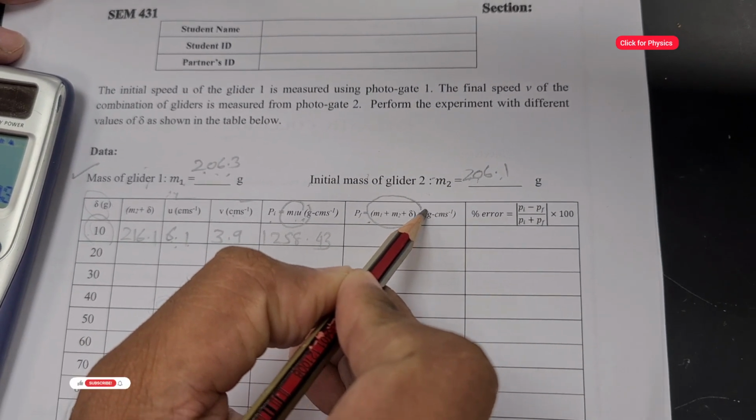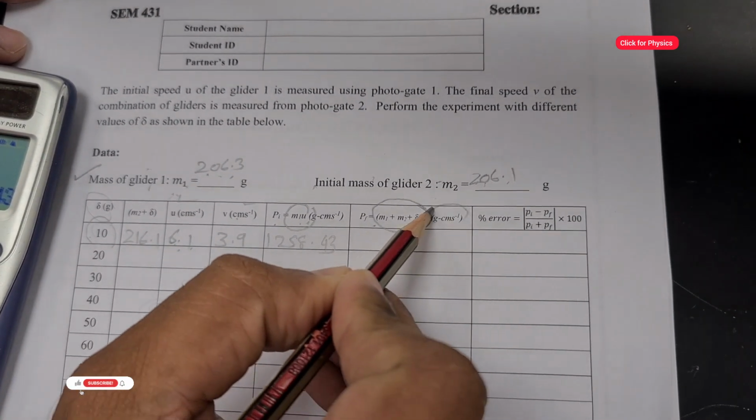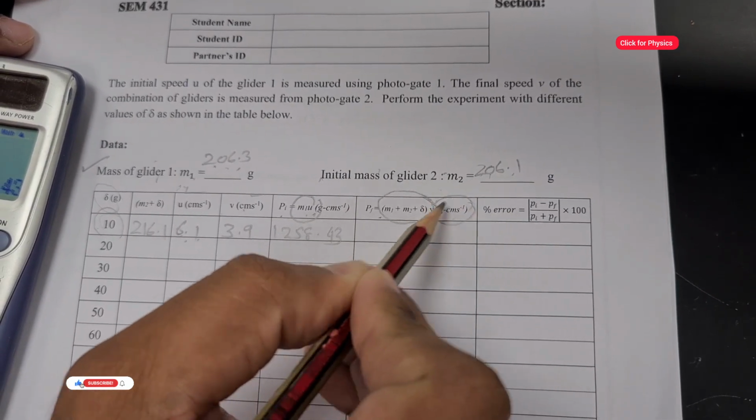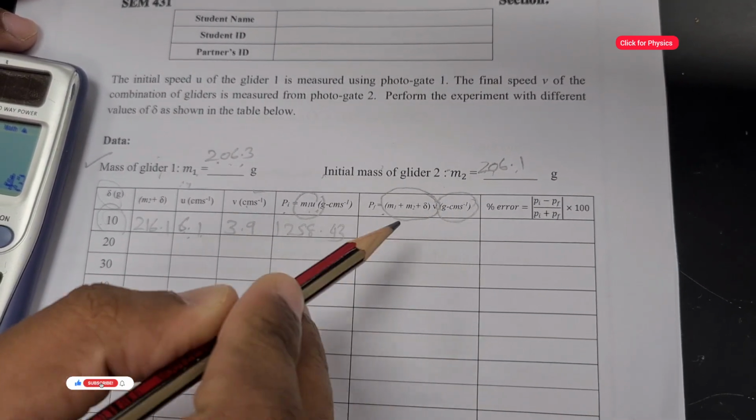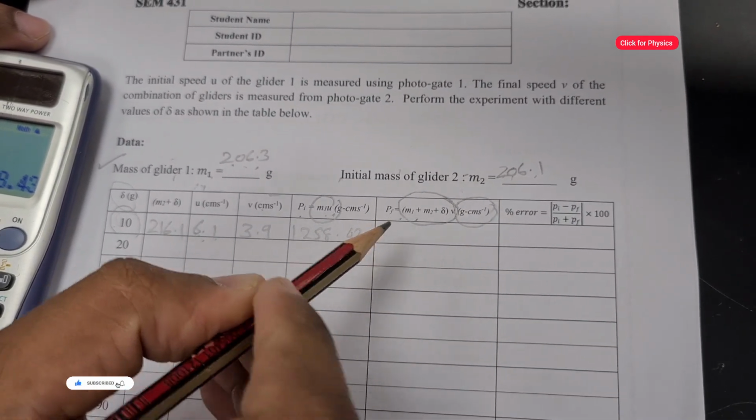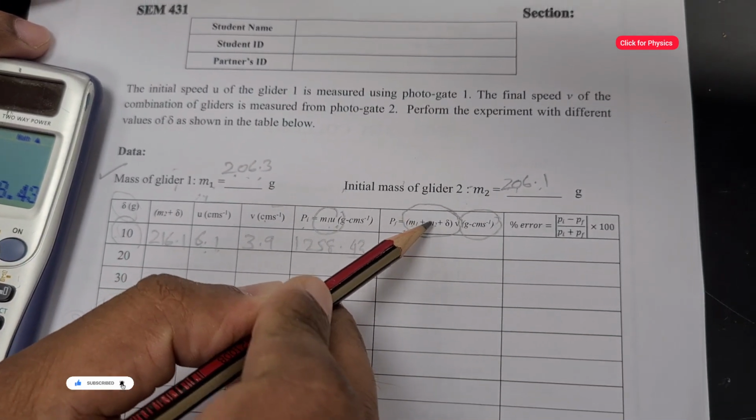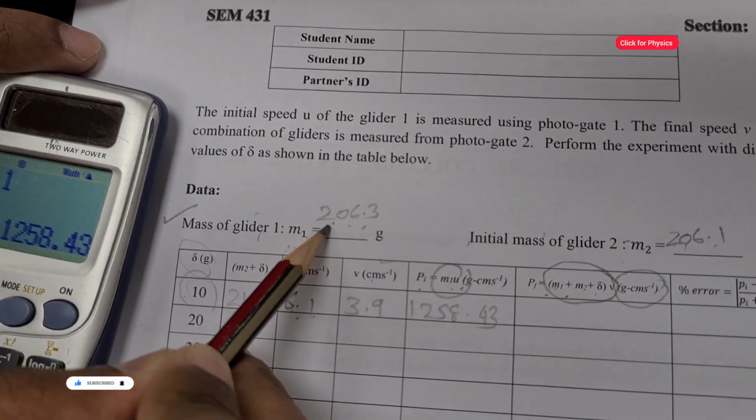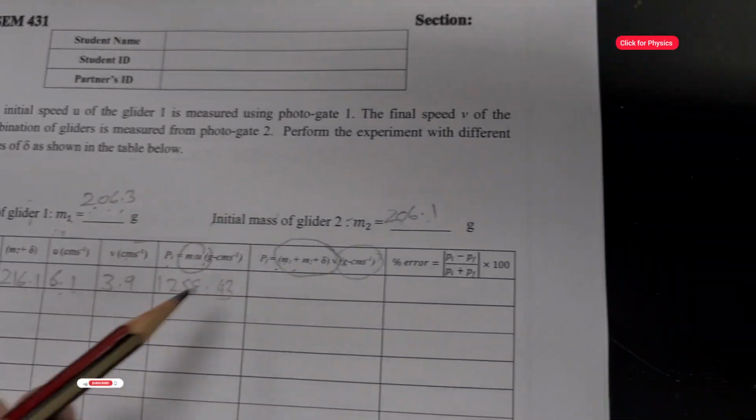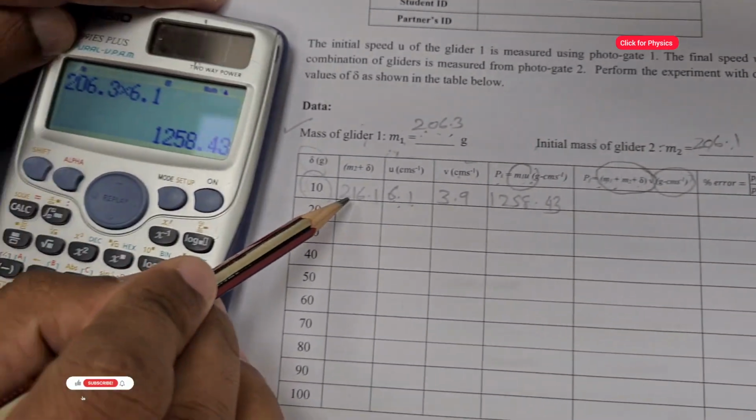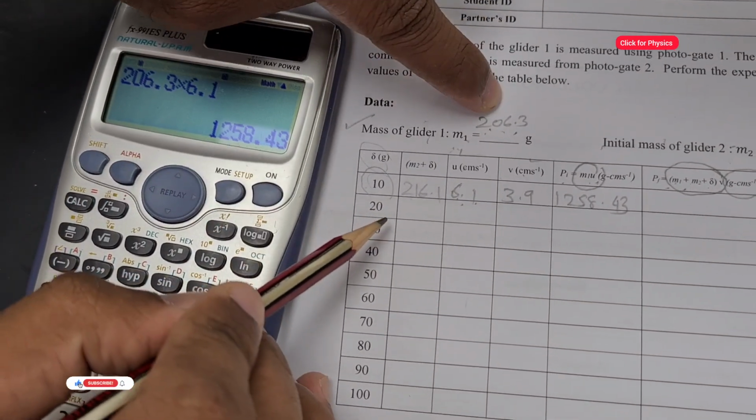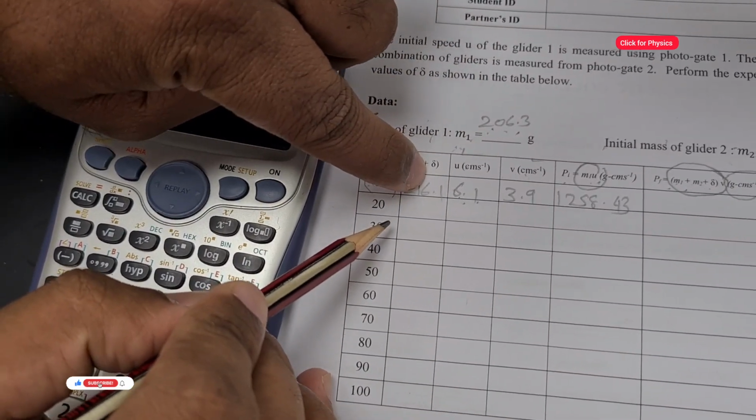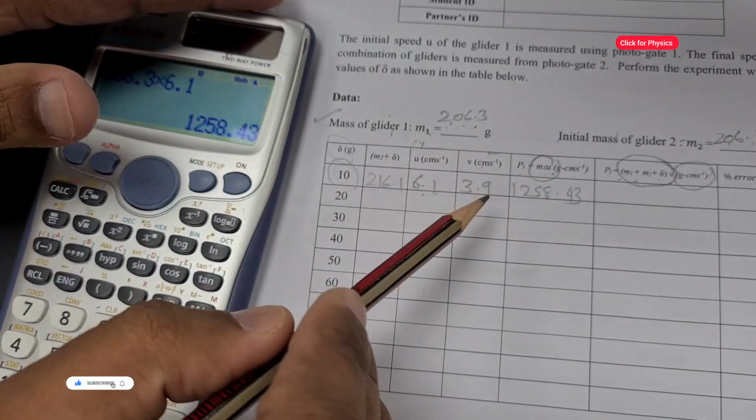Likewise, we have to calculate the final momentum. My dear, this is a unit, okay? Don't get confused about these letters. This is a unit. So we have to use only this formula. What is that formula? (M1 plus M2 plus delta) times V. What is our M1? M1 is this. M2 plus delta is here. So you have to add these two values and then multiply with V.